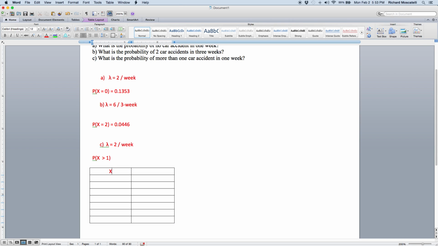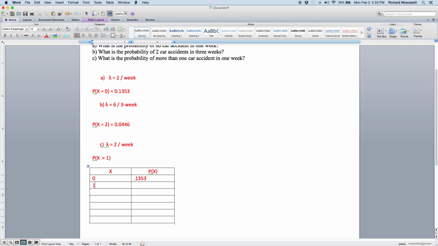So here's x, and here is the probability of x occurring. It is possible that there will be no accidents this week. All right, we already worked that. That answer is right here, 0.1353. So we know that answer already.